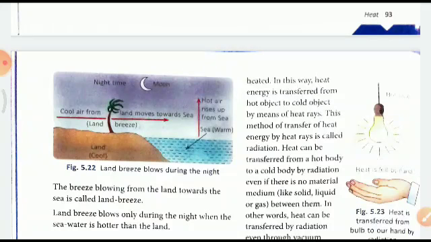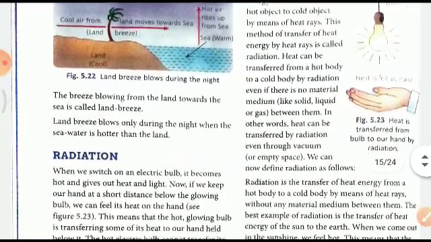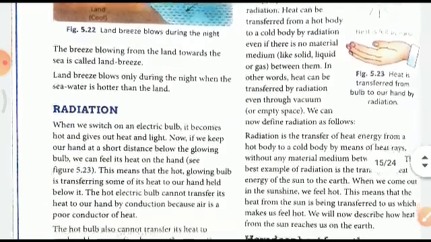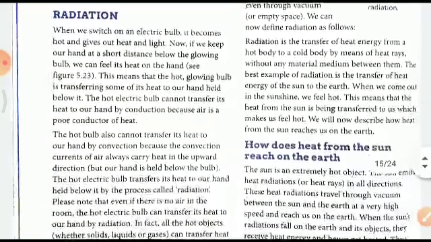So heat can be transferred from a hot body to a cold body by radiation, even if there is no material medium like solid, liquid or gas in between. And this is, children, you will be very surprised to know, the phenomenon by which the heat of the sun reaches earth, right? See, it is mentioned here in this paragraph.